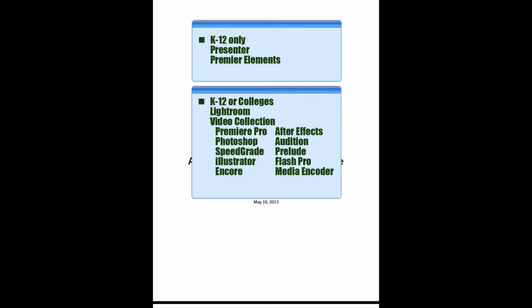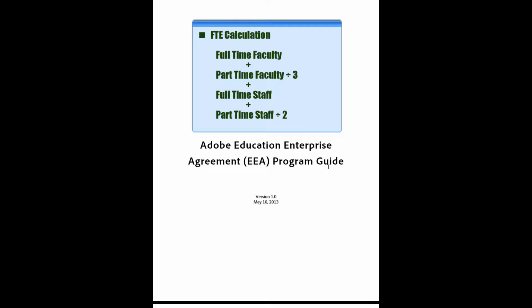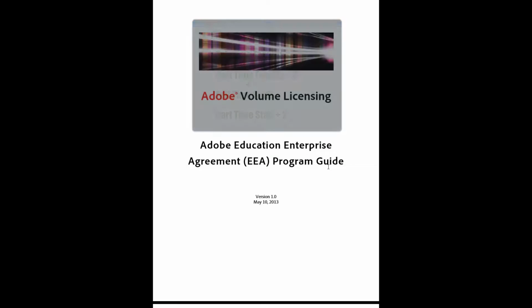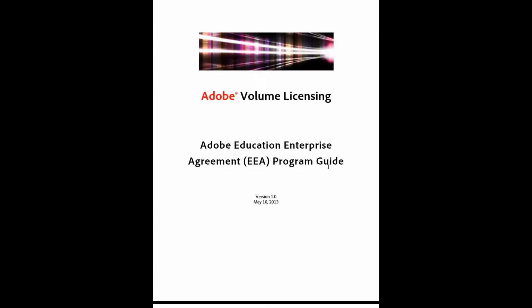So now we know who qualifies and what can be purchased. The next question, of course, is what does it all cost? Well, there are 3 different pricing tiers for K through 12 schools and 2 for colleges and universities. The tier level is based on FTE, which stands for full-time equivalent. If you're familiar with Microsoft's licensing program that uses FTE, this is the same calculation. You take your full-time faculty, and then you add to that your part-time faculty divided by 3. Then you add your full-time staff, and lastly, add your part-time staff divided by 2. Round to the nearest whole number, and that's your FTE. You don't have to count non-information workers such as grounds or custodial staff.